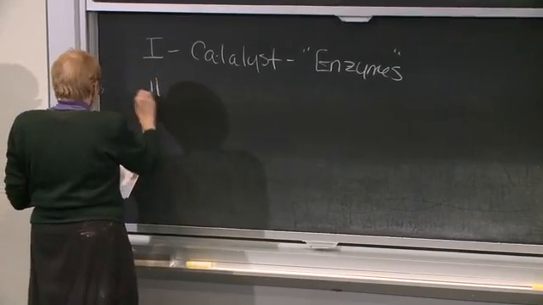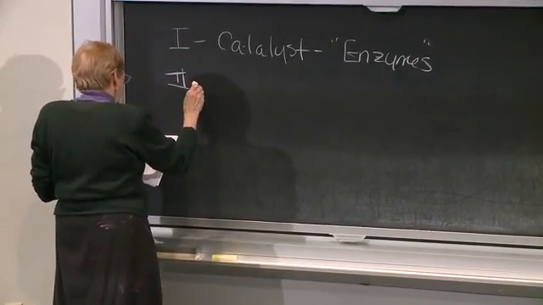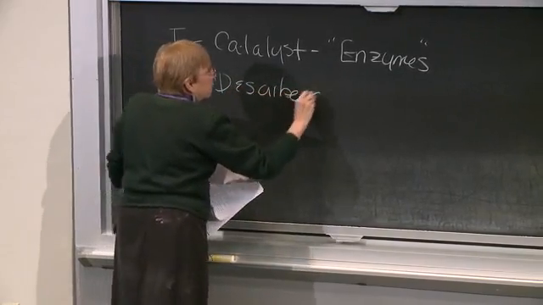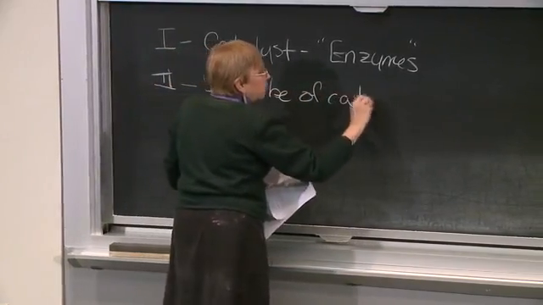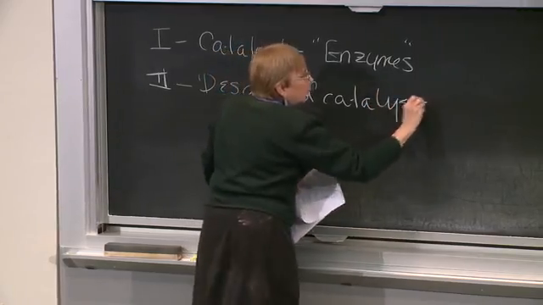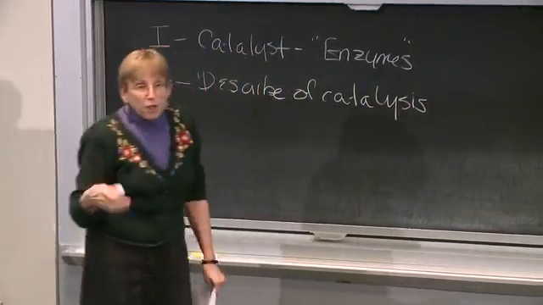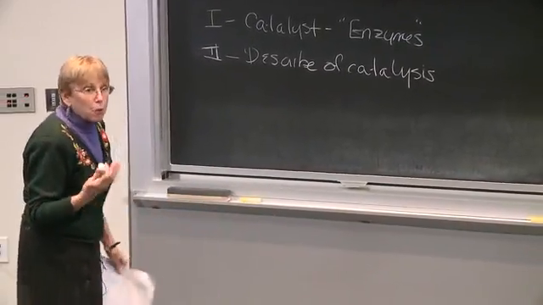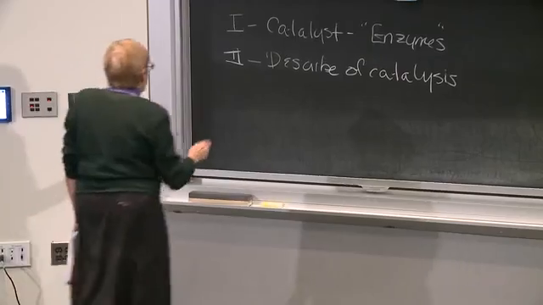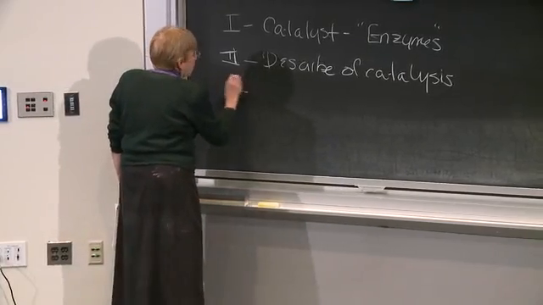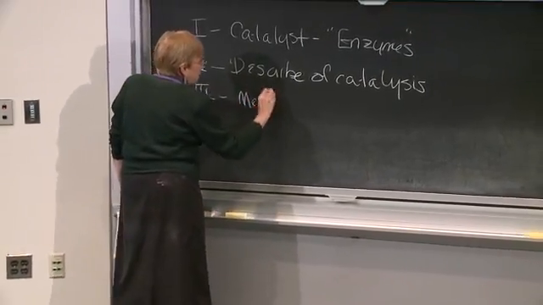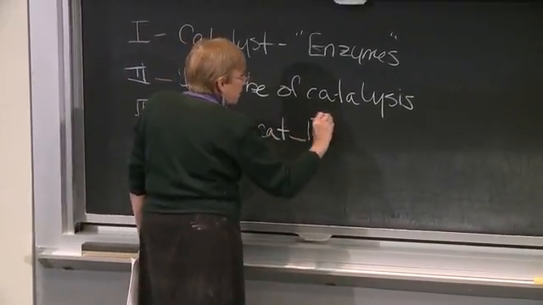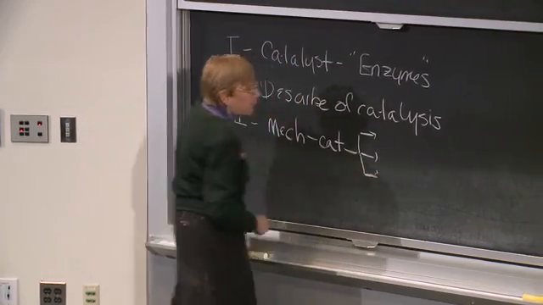Then what we're going to do is describe the theory of catalysis. And we'll show how the theory can account for all experimental observations, or most experimental observations. We'll then talk about the mechanisms of catalysis. And we'll see that there are three basic mechanisms. I won't write them out now, but we'll come to them.